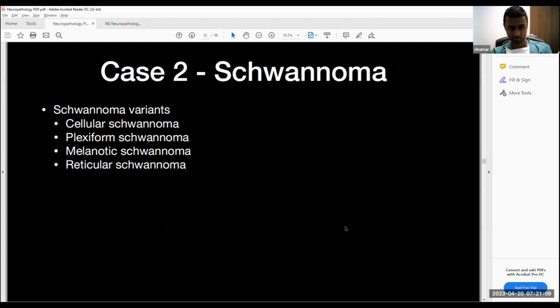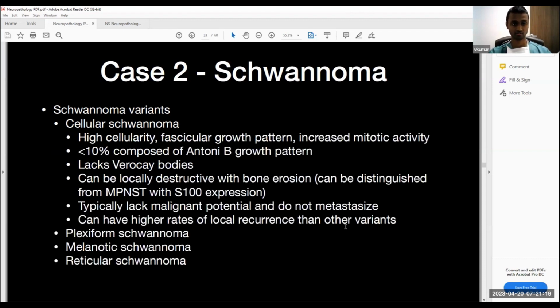So I know we've talked about schwannomas in the past, so I didn't want to go over the same topic, so I thought I would do something a little bit different. There are four different types of schwannoma variants, so I'll go over each of those briefly here. The four most common subtypes are cellular, plexiform, melanotic, and reticular.